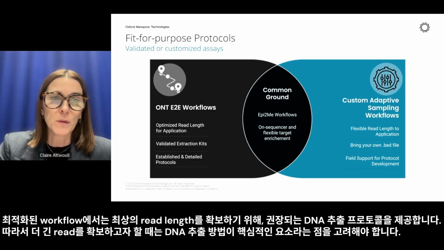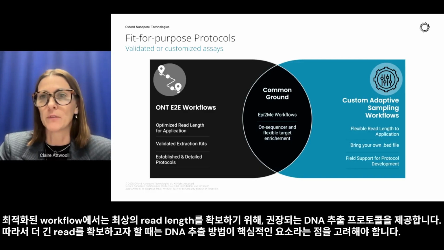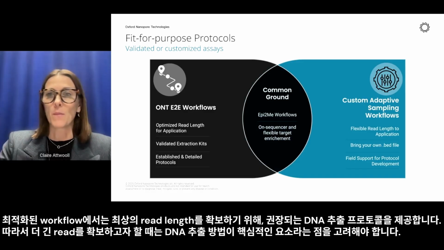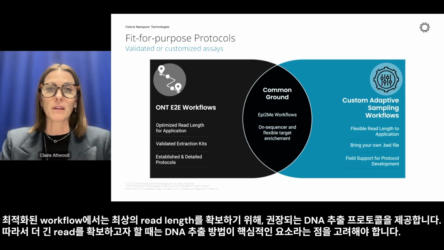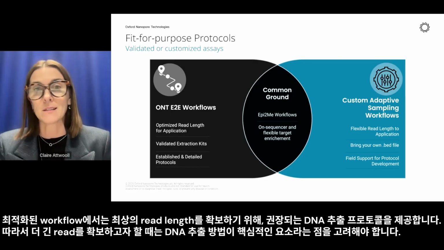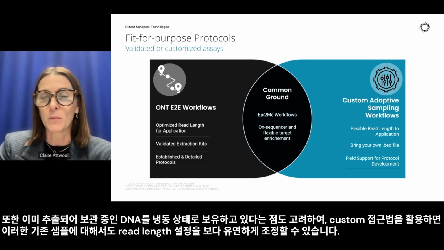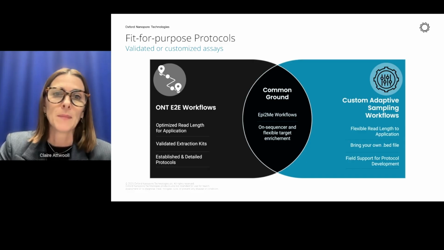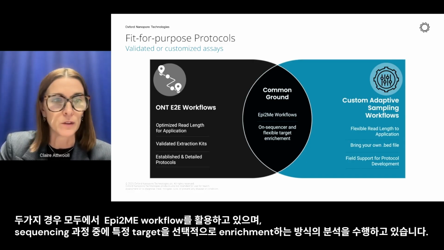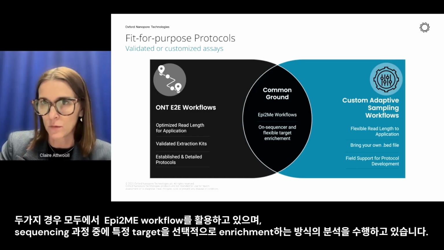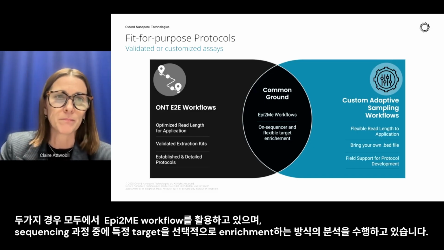For our optimized workflows, we have recommended extraction protocols to get the best read length of DNA. One thing to keep in mind when you're trying to get longer reads is that the DNA extraction method can be quite important. But we're also aware that people have DNA in the freezer that's already extracted, and so using a custom approach allows you to be more flexible with that read length. And in both cases, we have the Epitome workflows that I will highlight on the next slide. And we're doing on-sequencer targeted enrichment.